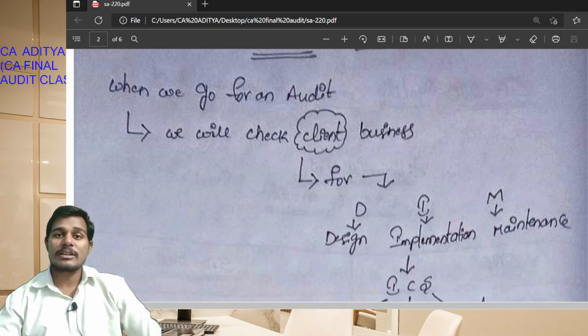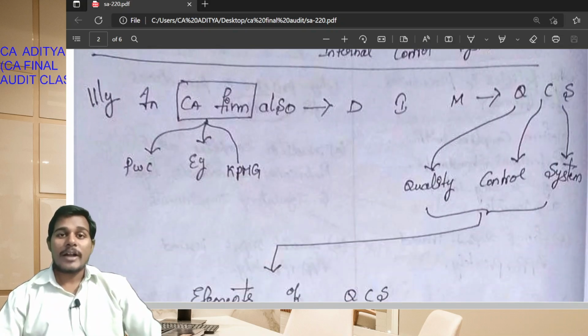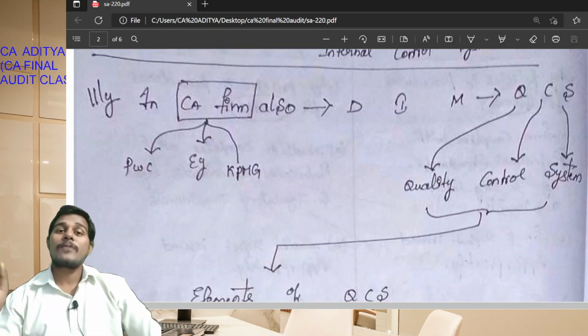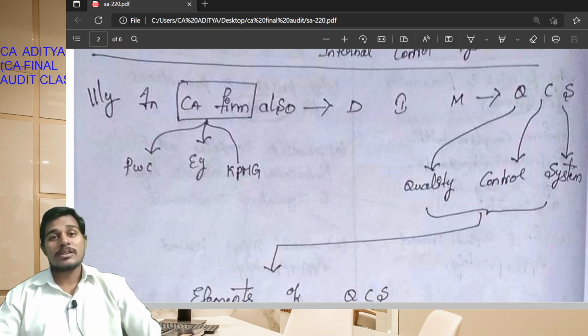That is what is checked in the client office. In the same way, in the audit office, that is the CA firm also, should check the design, implementation and maintenance of the quality control system within the CA firm.